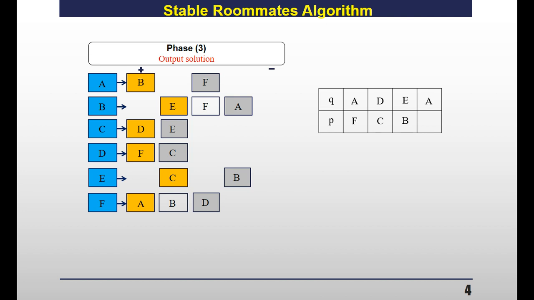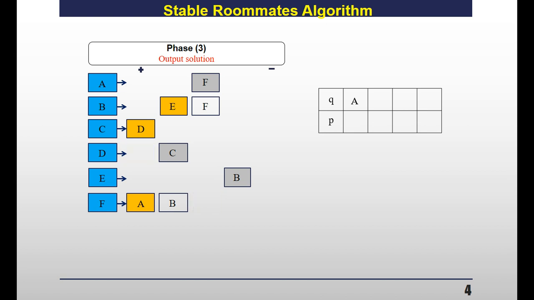When A appears again, we stop and reject symmetrically A and B. Go to user A and reject B. So on, B rejects A. Reject symmetrically E and C. Reject symmetrically D and F. Go to user D and reject F, and from F reject D. We can repeat this matrix until every user has one choice.